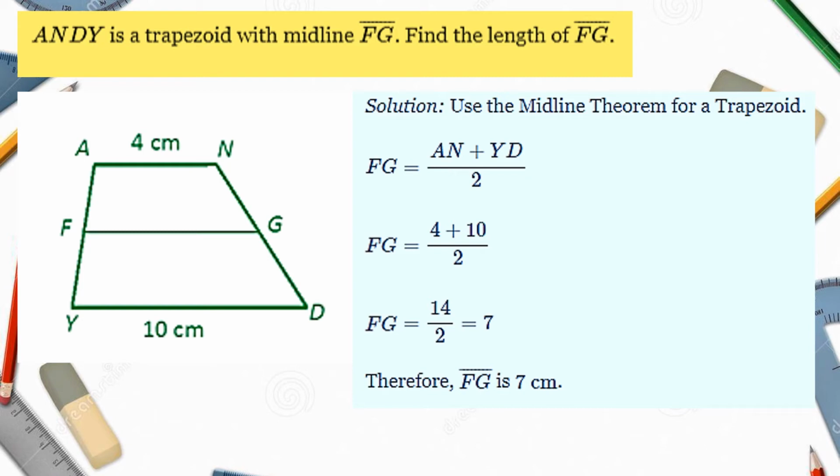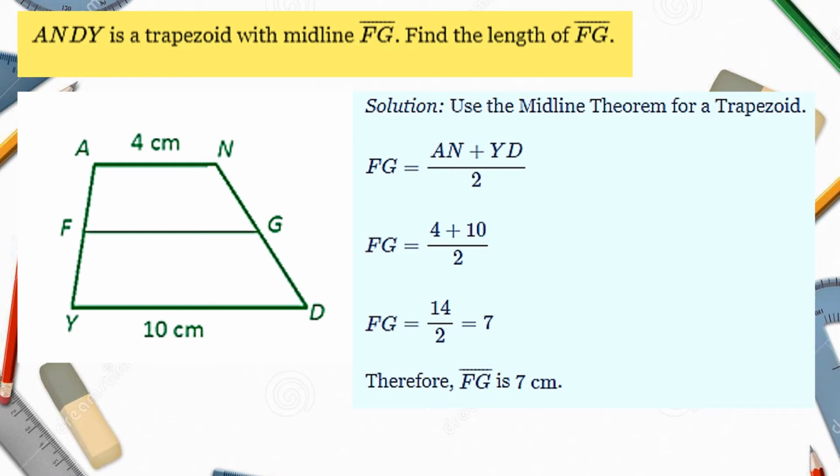Since FG is the midline, or the line segment that we form when we connect the two midpoints, we have FG is equal to AN plus YD over 2. Again, FG is equal to AN plus YD over 2. So we need to add first the lengths of AN and YD and divide it by 2.